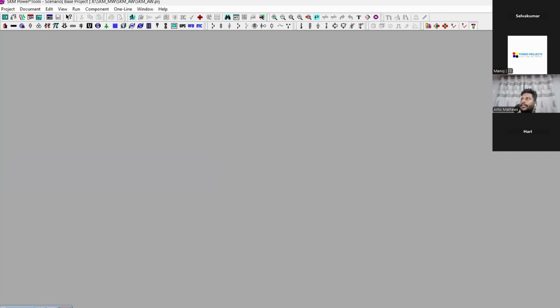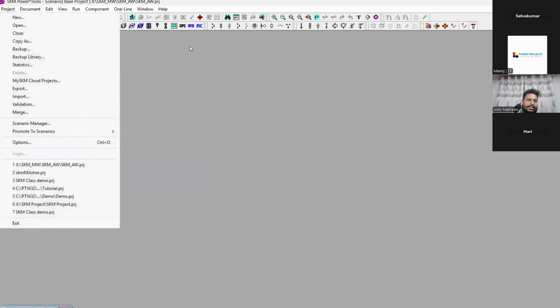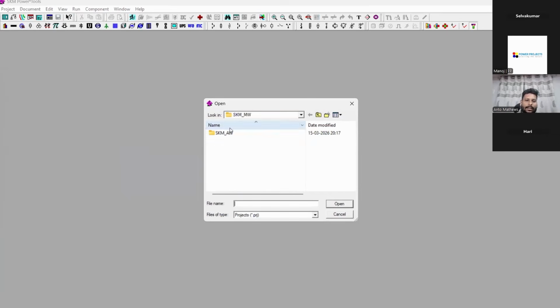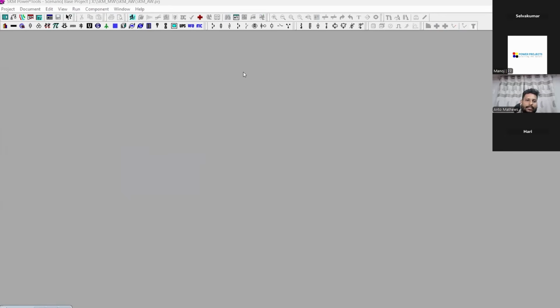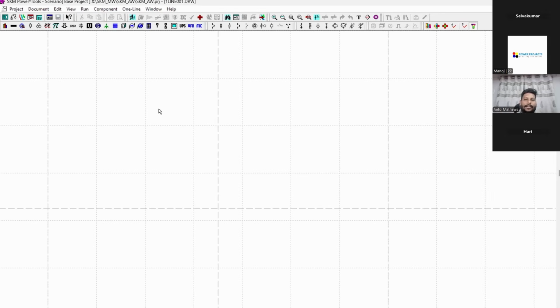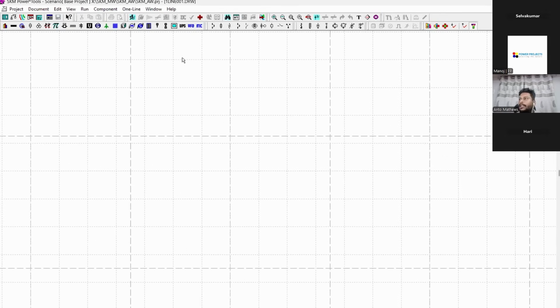So when we are talking about SKM, once we have created the SKM file, you can directly go to open and in your exact folder, you can find the project file over there. You can click and your one line diagram page will appear. As of now, it is empty.